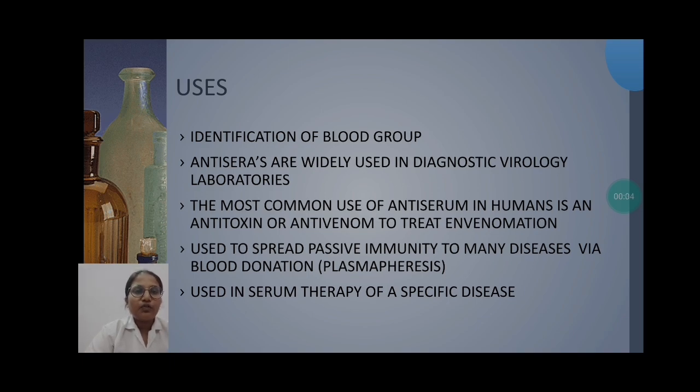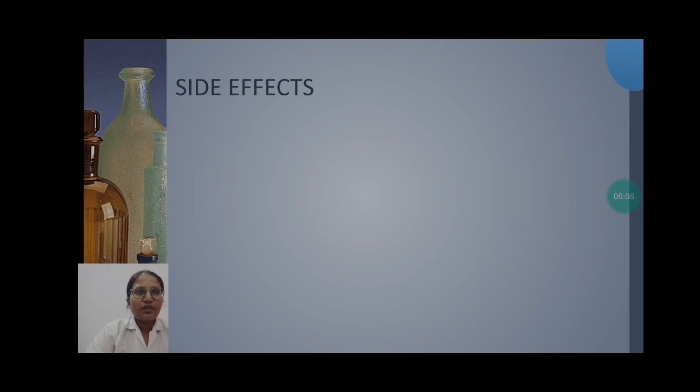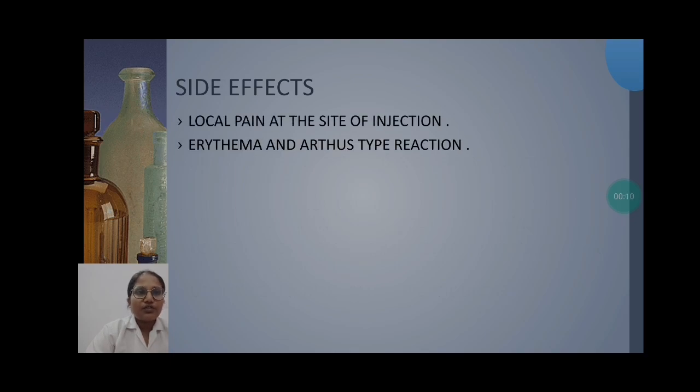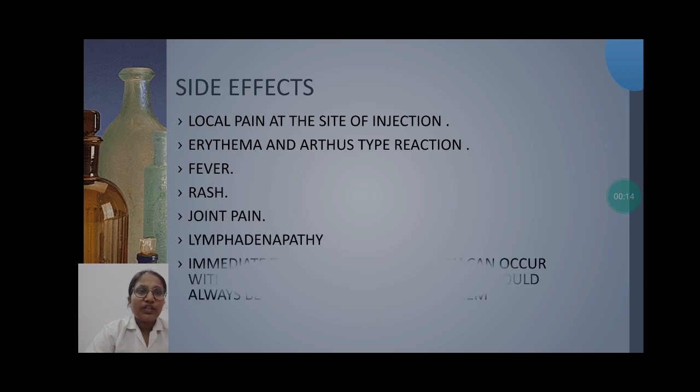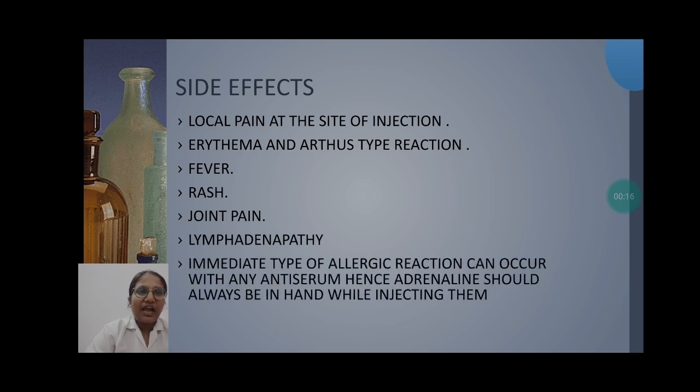Now let us see some of the side effects of antisera. Local pain at the site of injection. So by this we come to know that we give antisera through injection. So whenever we give antisera, it causes pain at the site of injection. Then erythema and arthritis type of reaction, fever, rash, joint pain and lymphadenopathy.